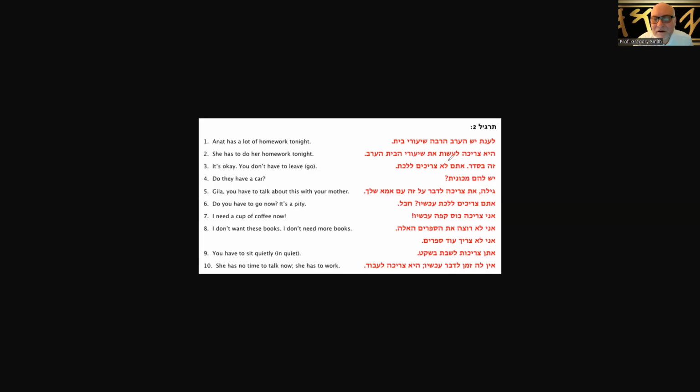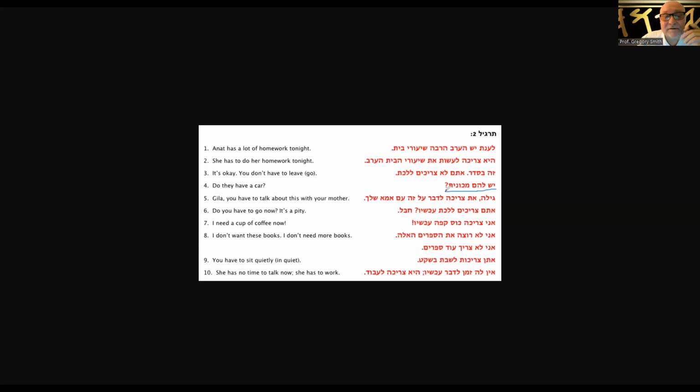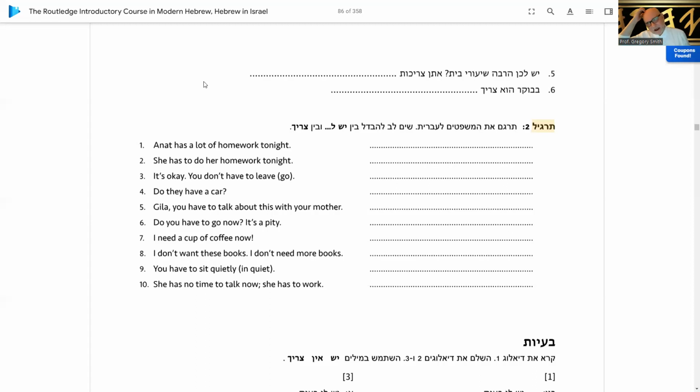Yeah, there it is. Yesh lahem mekonit. Oh, they just put mekonit. They don't put hamekonit. Okay. Because if you say hamekonit, then you're saying there is to them the car, so it's just a car. I can see why they did that. How about this one here, Gila? You have to talk about this with your mother.